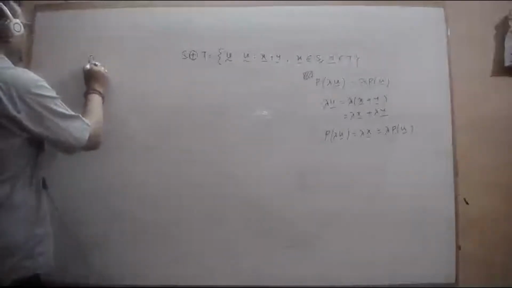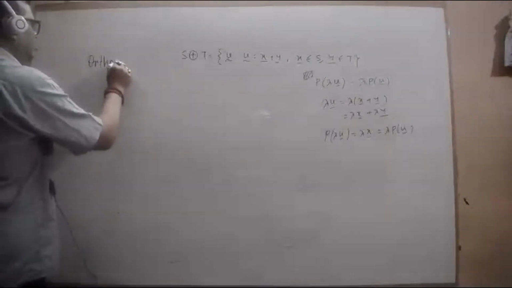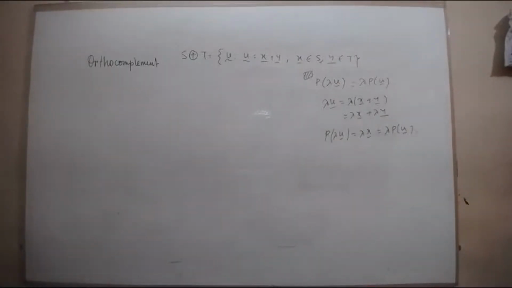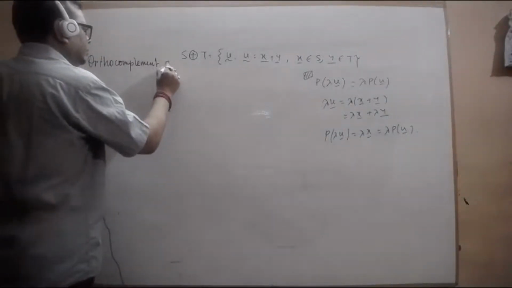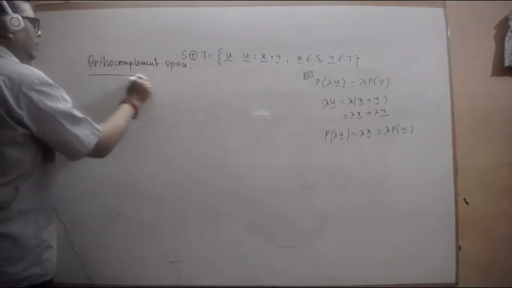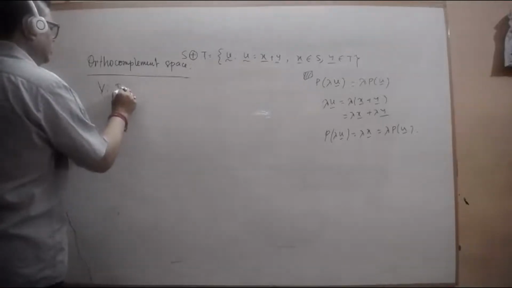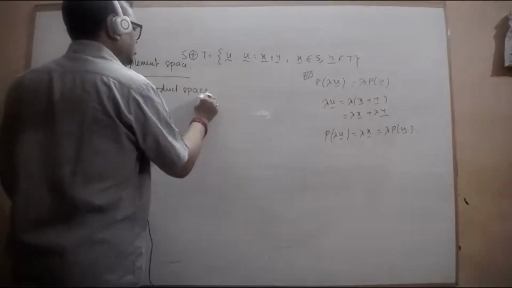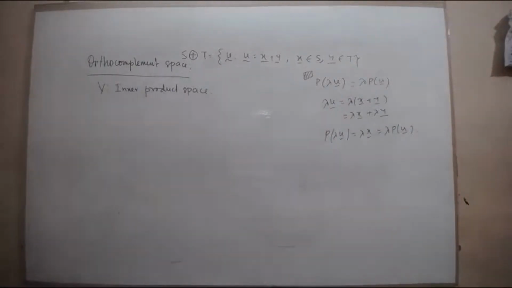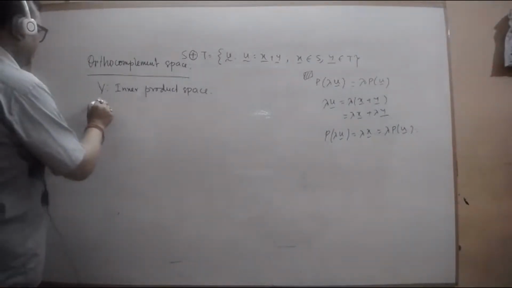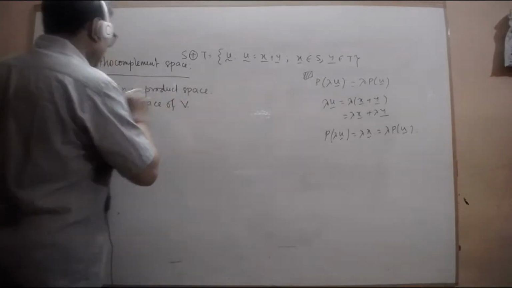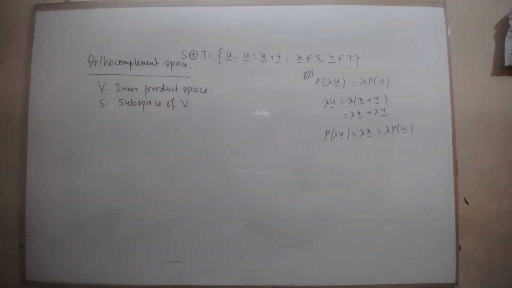Now, orthocomplementary space. Suppose V is your inner product space. S is a subspace of V and is given.